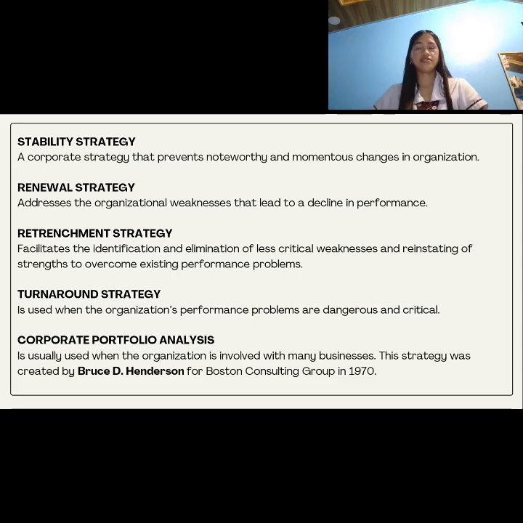Next is turnaround strategy. It is used when the organization's performance problems are dangerous and critical. So it is when a company that is facing serious problems or losses takes actions to reverse its decline and become profitable again. For example, ang Accenture, muna siya ang good example because when the company failed to grow with current products, it decided to expand into another industry through new product development and by using its company image and loyal customers.